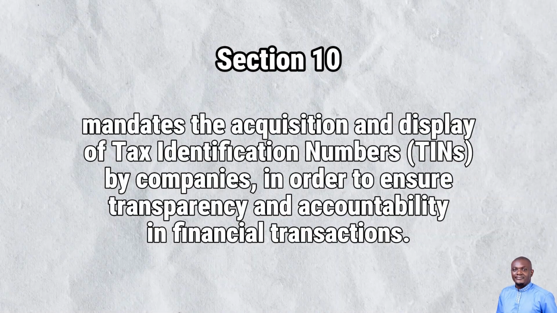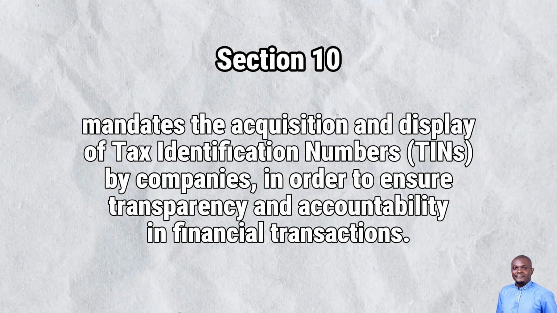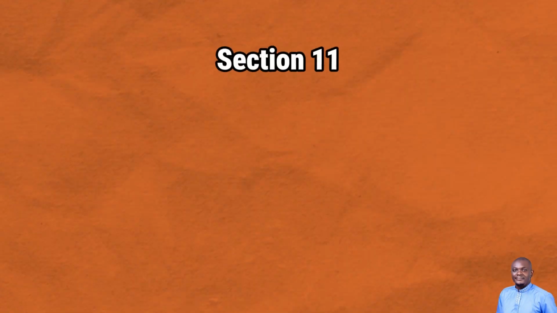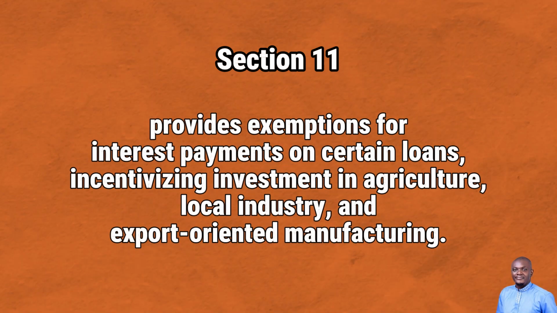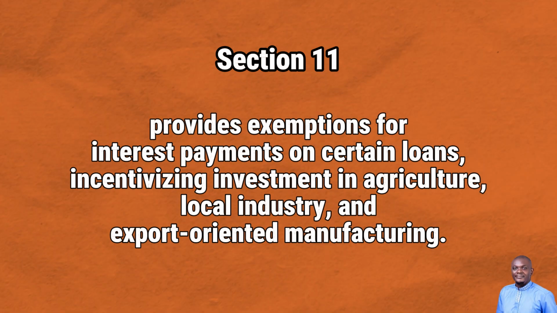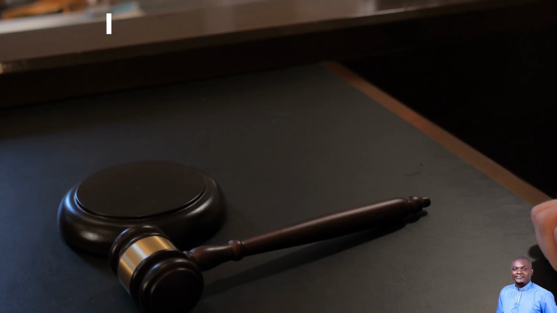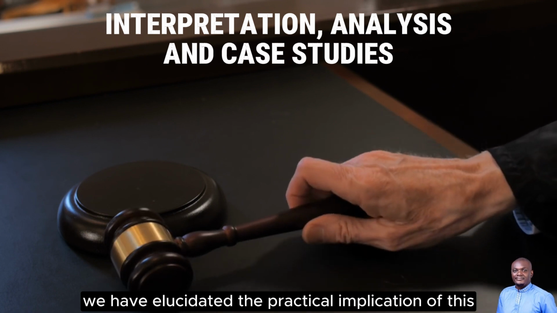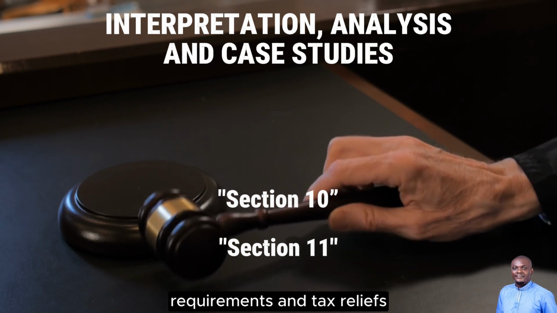In summary, Section 10 mandates the acquisition and display of tax identification number (TIN) by companies in order to ensure transparency and accountability in financial transactions. As for Section 11, it provides exemptions for interest payment on certain loans, incentivizing investment in agriculture, local industry, and export-oriented manufacturing. Through the interpretation, analysis, and case studies, we have elucidated the practical implication of Sections 10 and 11, offering clarity on compliance requirements and tax reliefs.